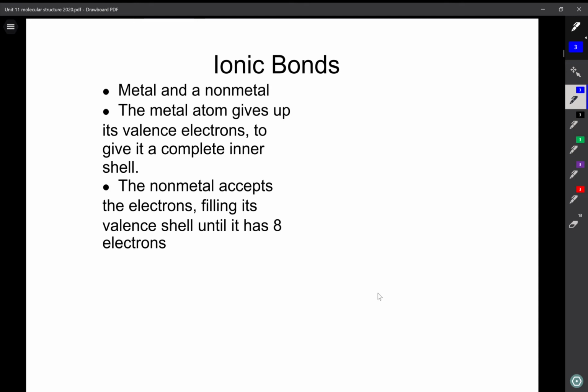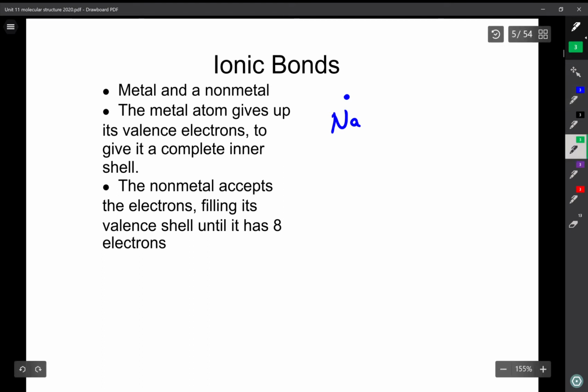Alright, so here we're going to talk about writing out Lewis dot structures for ionic bonds or ionic compounds. Okay, so now if you remember, ionic compounds, ionic bonds are typically metals and nonmetals. So what you have here is, start with sodium. Alright, sodium, if you look on the periodic table, has one valence electron. Just put the one dot there.